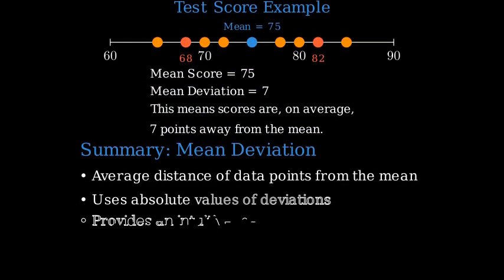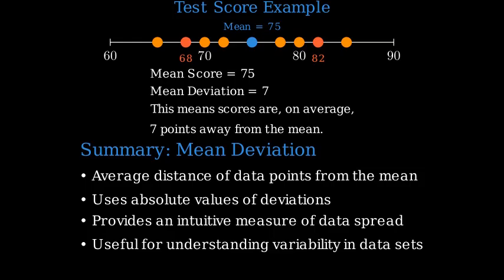To summarize, mean deviation is a measure of dispersion that tells us the average distance of each data point from the mean. It uses absolute values to ensure all deviations contribute positively to the final measure. Mean deviation provides an intuitive way to understand how spread out our data is, making it a valuable tool in data analysis and statistics.